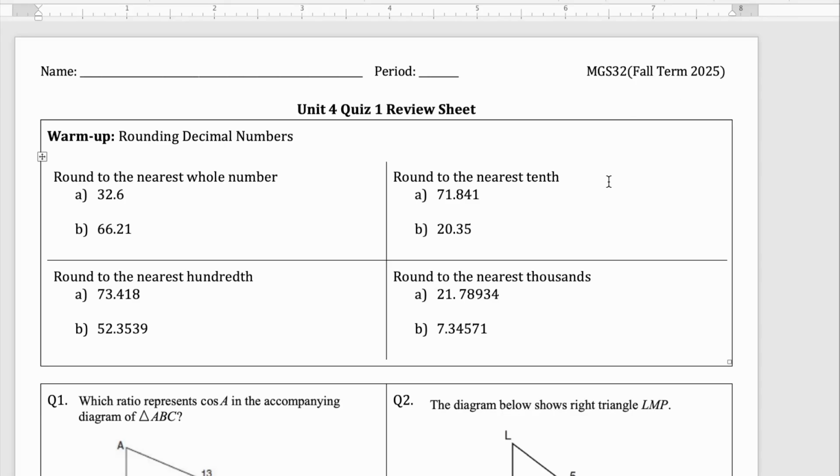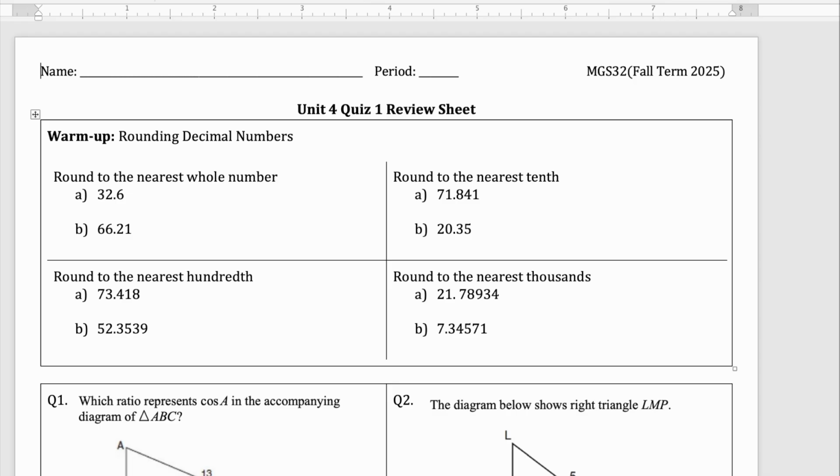Okay, so let's take a look at our Unit 4 Quiz 1 review. So the warm-up to this review is about rounding decimal numbers. So round to the nearest whole number, okay? So the whole number means that it's going to be before the decimal, okay?